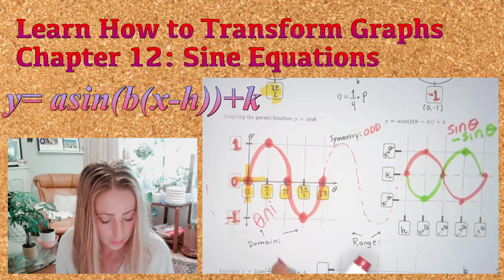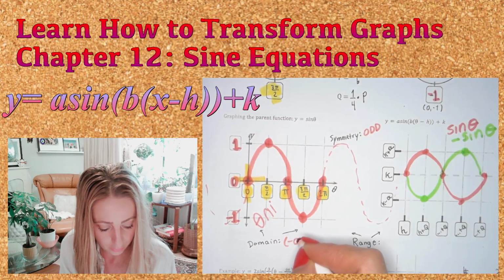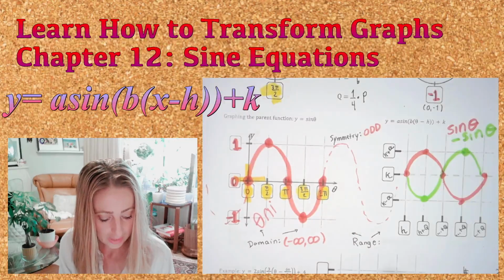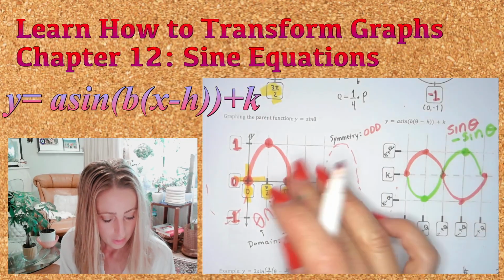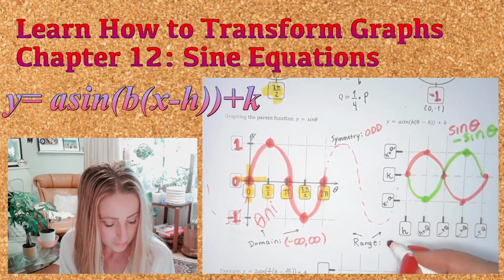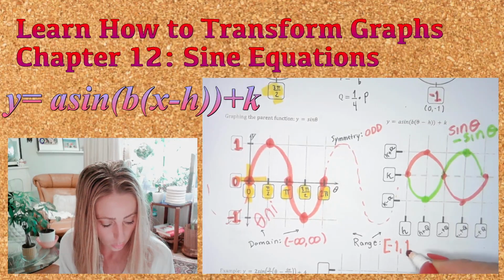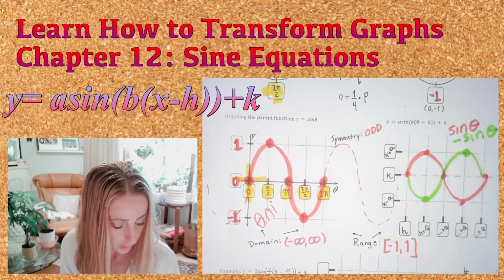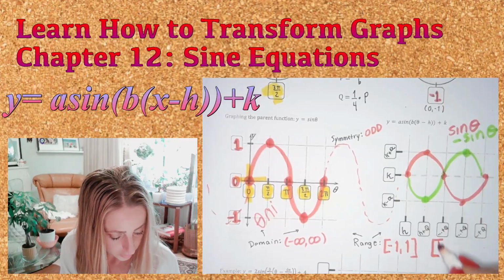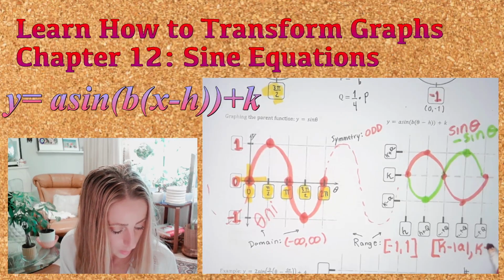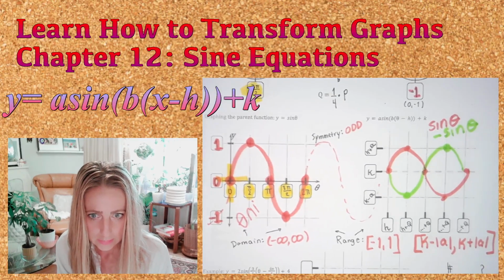The domain is really from negative infinity to infinity for this graph, and that's for both of them. The range, however, for both of these graphs is, for the first one, from -1 to 1. It's oscillating between -1 and 1. But here, to be more general, it's from K minus the absolute value of A, comma, K plus the absolute value of A, with brackets. Can you see? There we go.